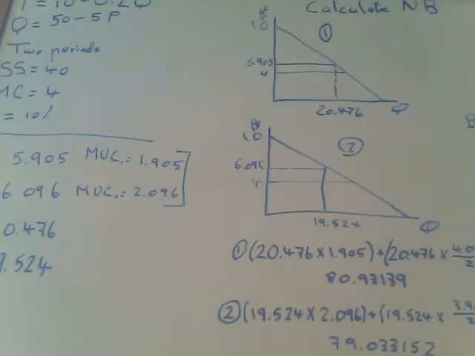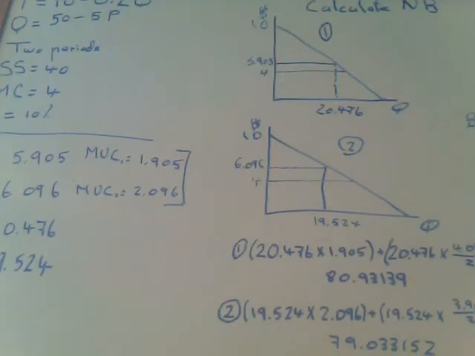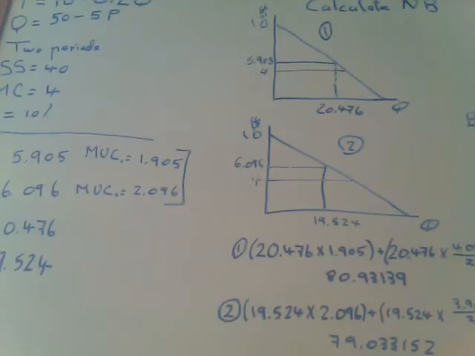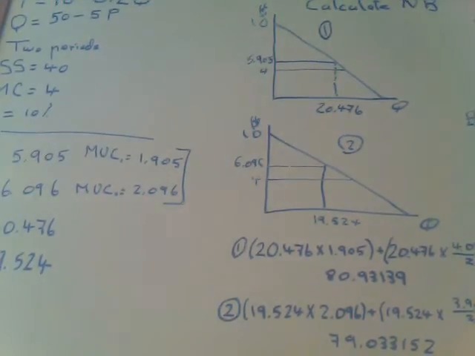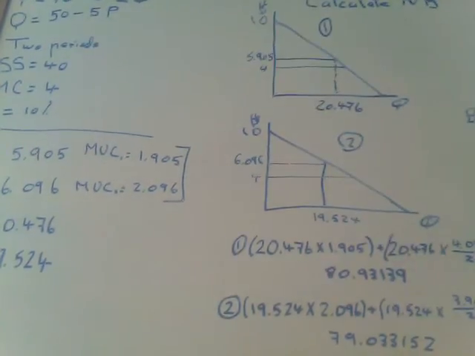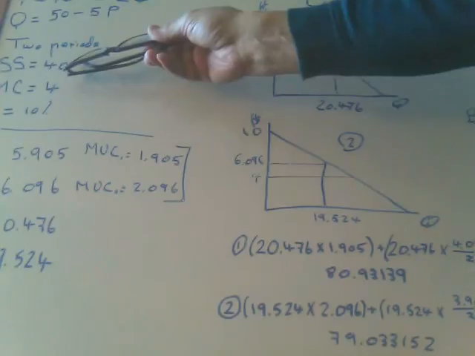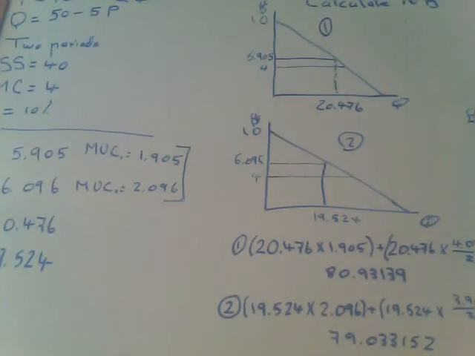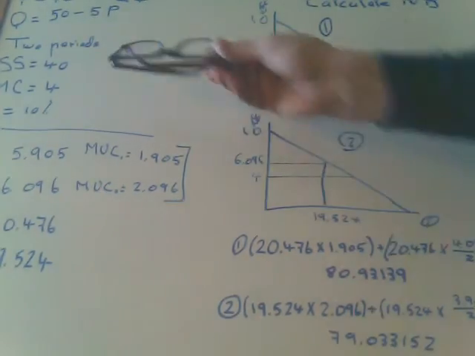Usually economists define a demand curve in terms of Q. So Q is equal to 50 minus 5P, which is really the same thing as P is equal to 10 minus 0.2 Q. We're going to assume that we're talking about 2 periods. And we're going to assume in this particular case that our supply is limited to 40. Why am I limited to 40?